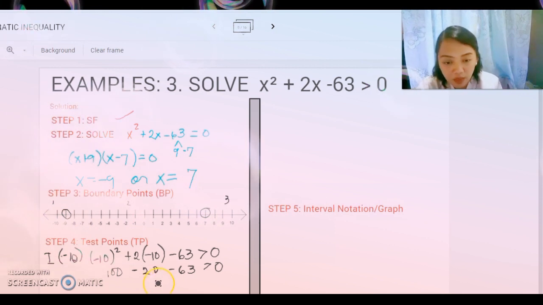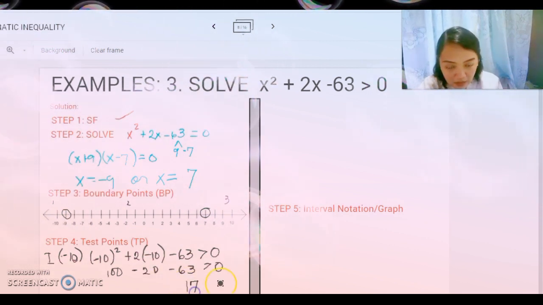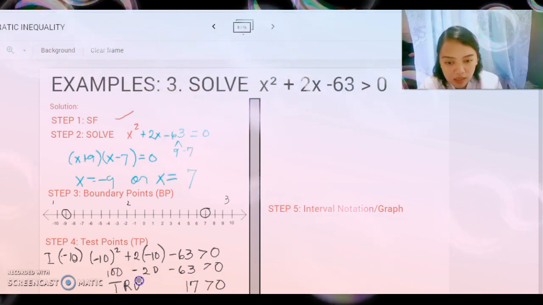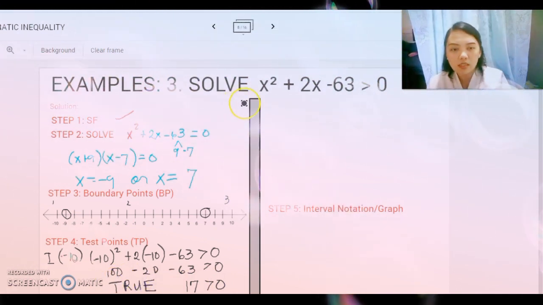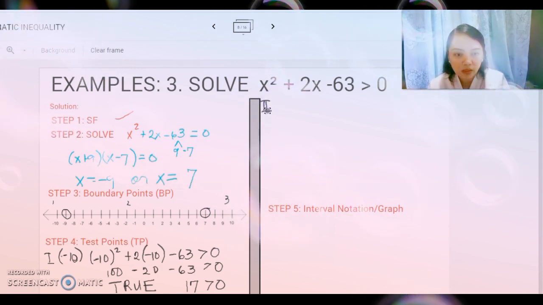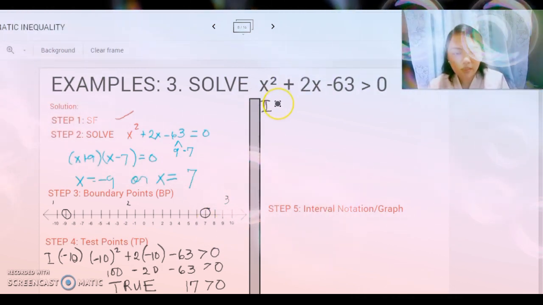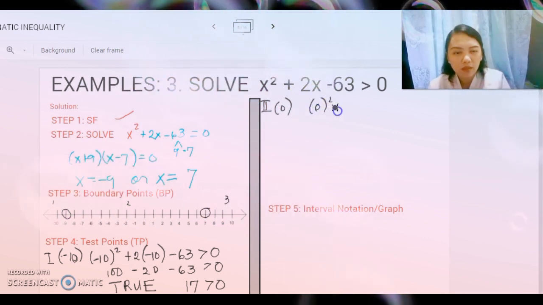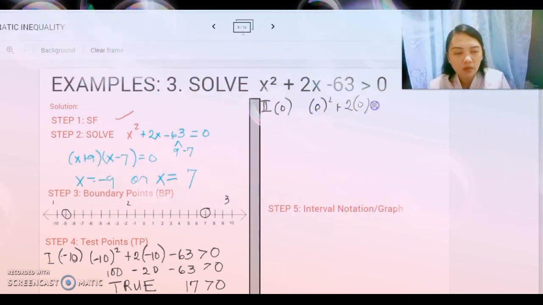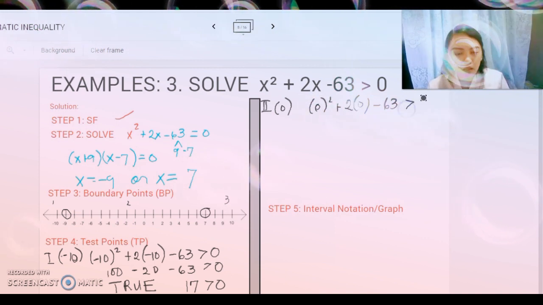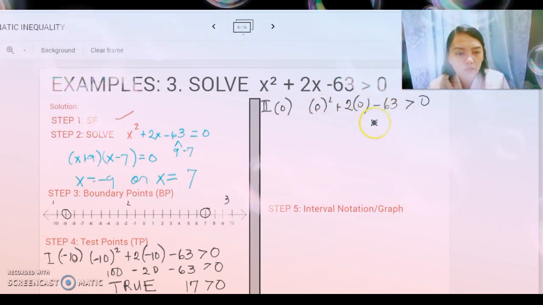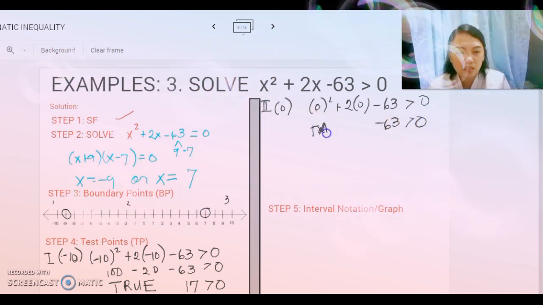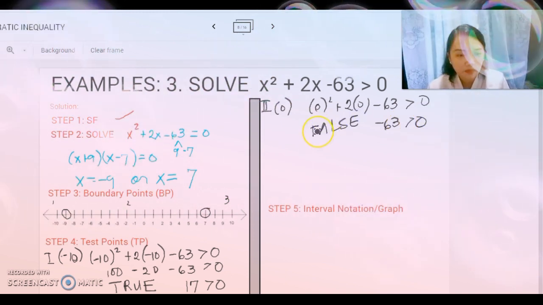80 minus 63, we have positive 17 is greater than 0. Is it true? Yes, it is true. Okay, next, region 2. May 0 ba dito? 0 ang gamitan natin. So, 0 squared plus 2 times 0 minus 63 is greater than 0. So, cancel na to, negative 63 na lang ang kalalabasan. Is it true? No, it is false.